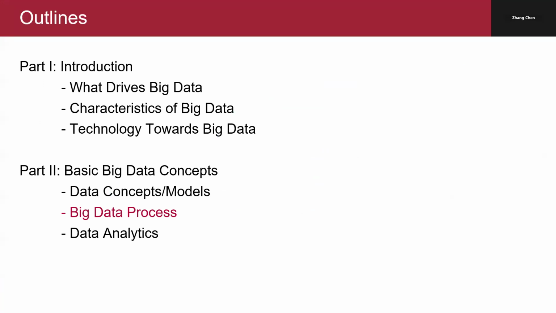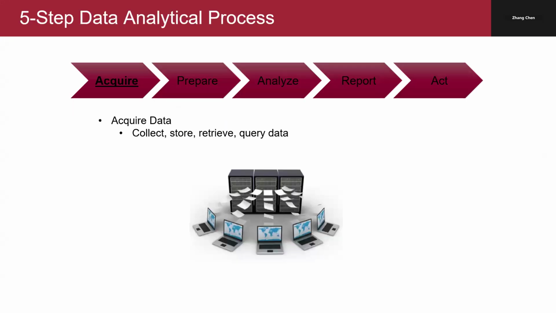Okay, so last time we already covered the first part and also the first two subsections, including the basic big data concepts and the data models. For the following, I will continue to discuss the processing, how exactly we process big data, okay? So this slide shows that there are five steps, because this is a five-step data analytical process, which usually is considered the most widely used workflow in data projects.